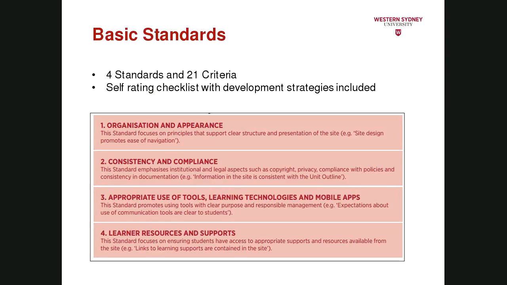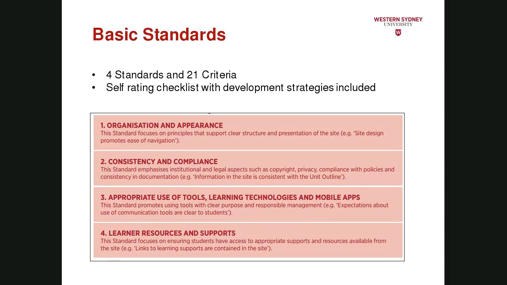And the fourth standard looks at learner resources and supports. So these are the explicit supports, resources that are provided to students that may be relevant to the discipline. So there might be a handbook, or there might be links to professional bodies, etc. But it also encompasses the very basic accessibility, disability, links to welfare services, counselling, etc.